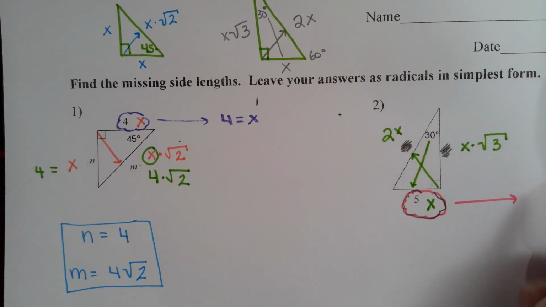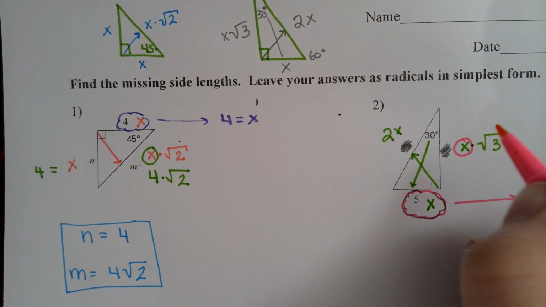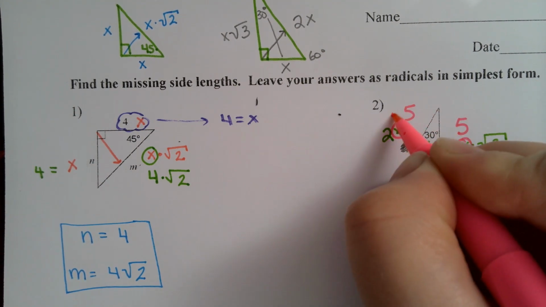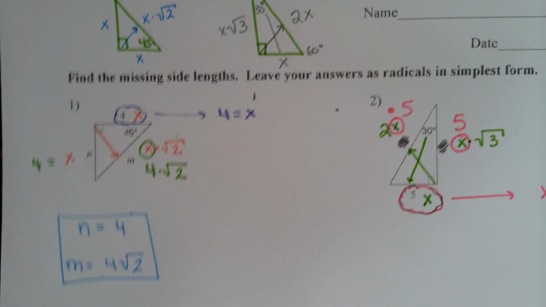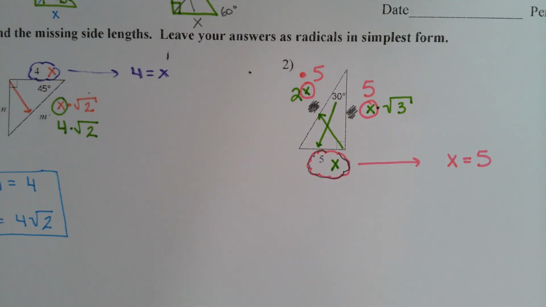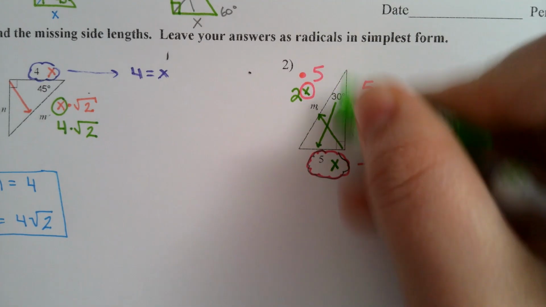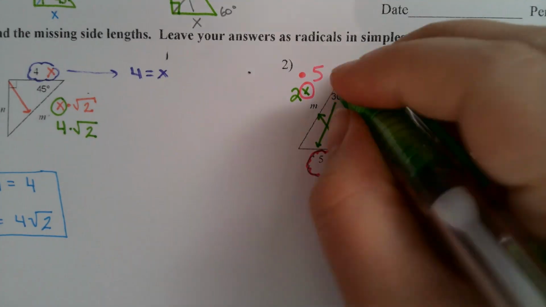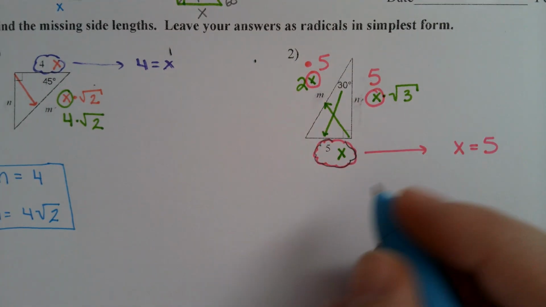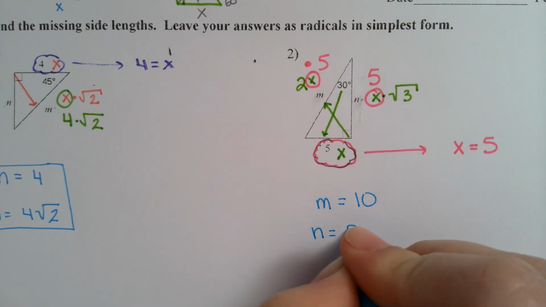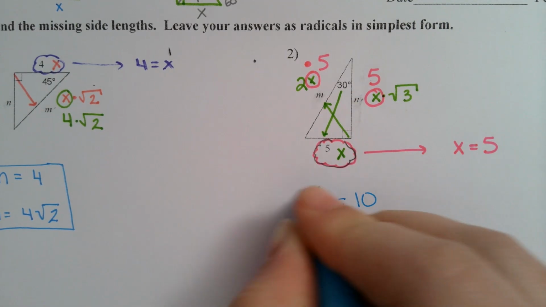So that means here's my mini equation. x is equal to 5. So if I go ahead and replace x here with 5, I get 5 root 3. And if I replace x here with 5, I get 2 times 5. Okay, so let's go ahead and erase what they are giving us, the two letters, and write out our answer. So we have M is equal to 5 times 2 is 10, and N is equal to 5 times the square root of 3.